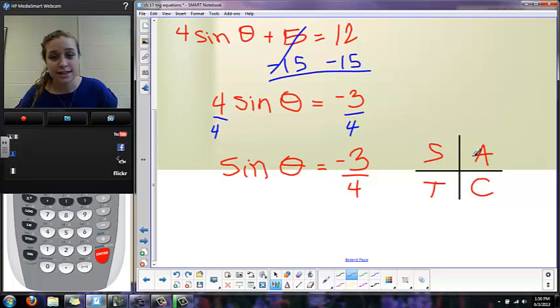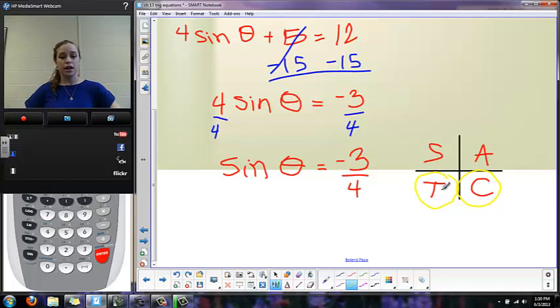On your tests, sometimes they'll say between 0 and 180 or 0 and 90. So you have to think about where could my answers possibly be. So I could have them in any 4 of the quadrants for this question. So in which quadrants is sine going to be negative in? Sine is going to be negative in the 3rd and the 4th quadrants.